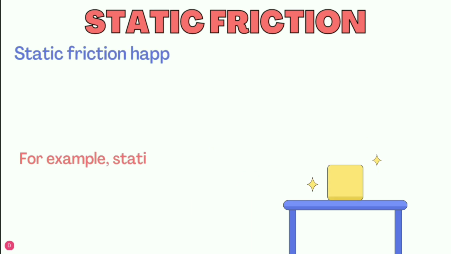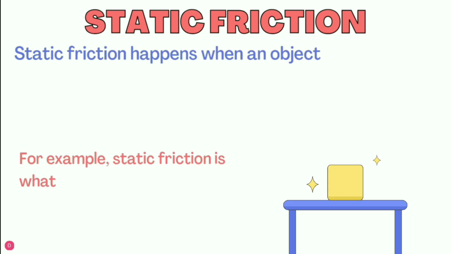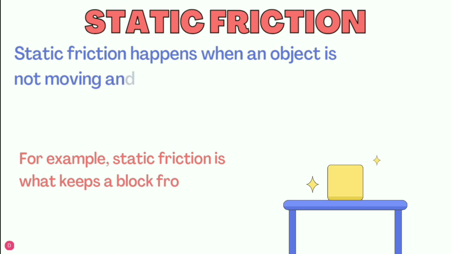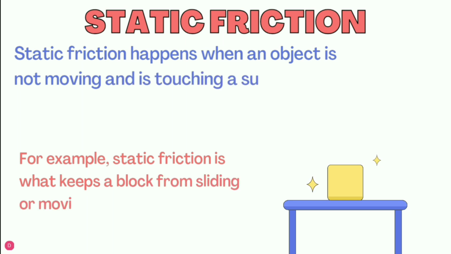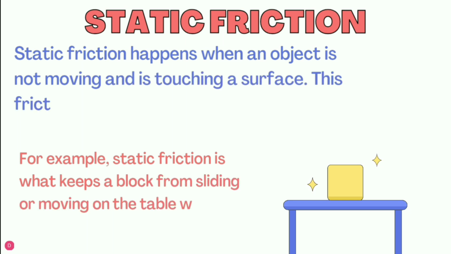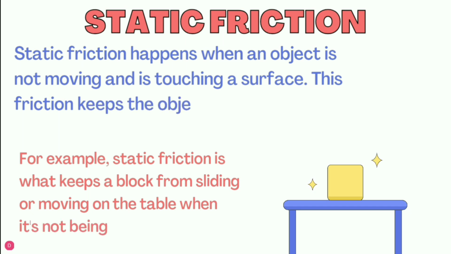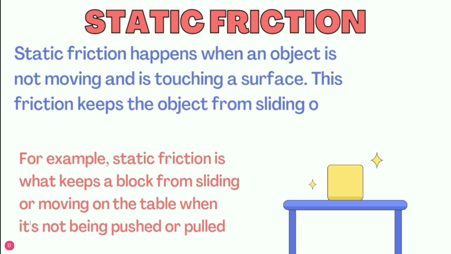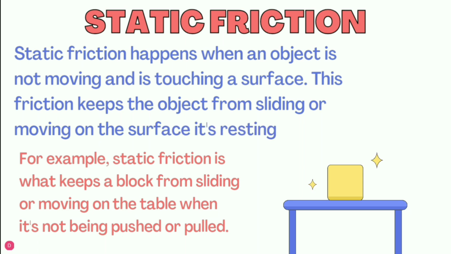Static friction. Static friction happens when an object is not moving and is touching a surface. This friction keeps the object from sliding or moving on the surface it's resting on. For example, static friction is what keeps a block from sliding or moving on the table when it's not being pushed or pulled.